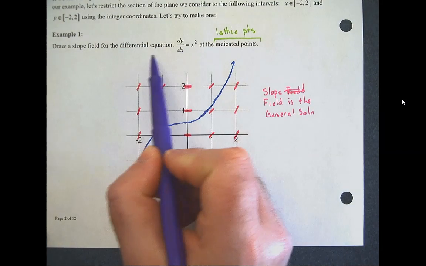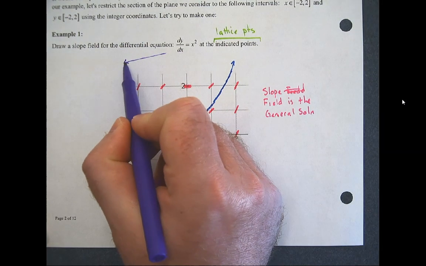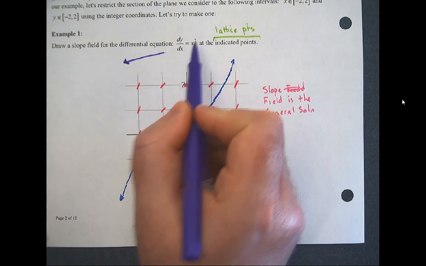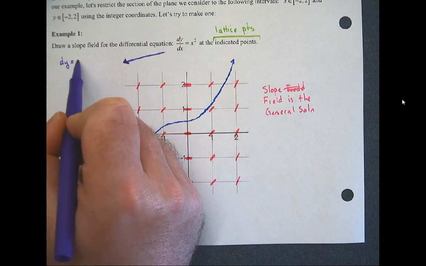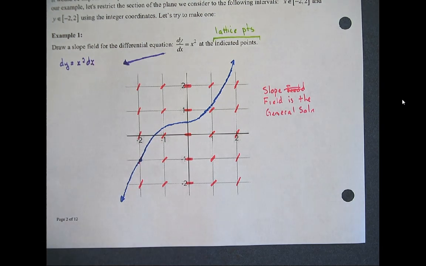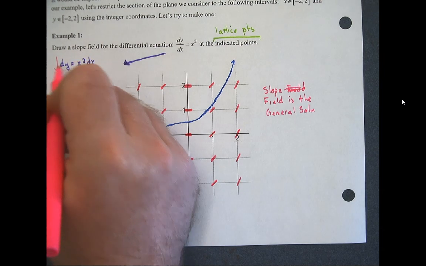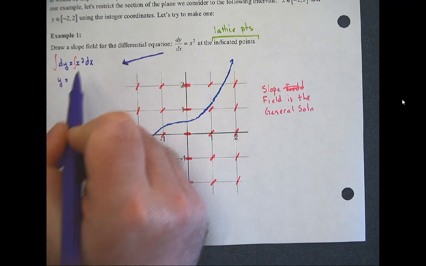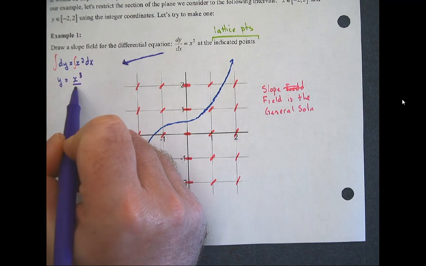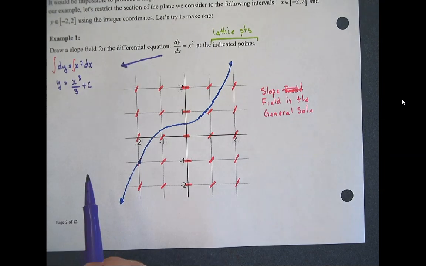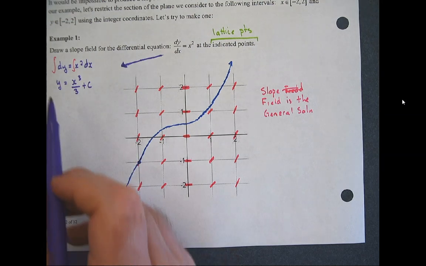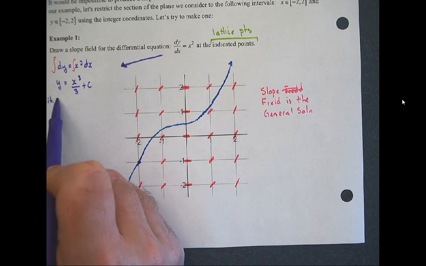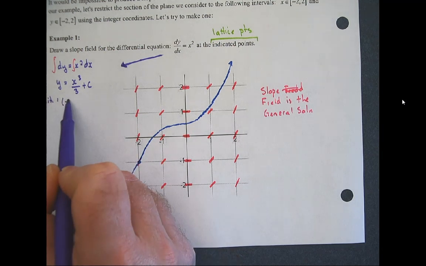So last time we took this and we tried to solve this, doing separation of variables. So I'm going to move dx to the other side, so I get dy equals x squared dx. Now I'm going to integrate. What's the integral of dy? Well, that's y. The integral of x squared is x cubed over 3 plus c. What's our initial condition? I told you that we're starting at a specific spot, so our initial condition was the point -2, -1.